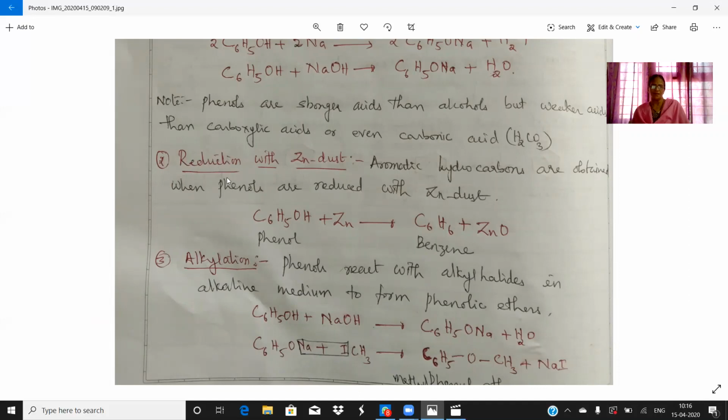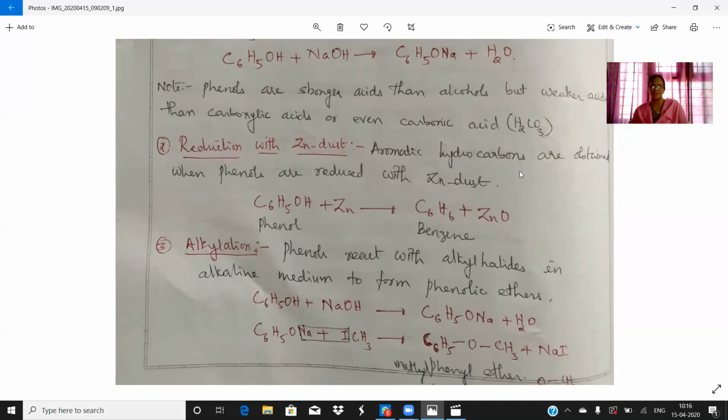property of phenol, that is reduction with zinc dust. Aromatic hydrocarbons are obtained when phenols are treated with zinc dust. Zinc dust is a reducing agent. What it will do, it removes oxygen from phenol. When zinc removes oxygen from this phenol, we get C6H6, that is aromatic hydrocarbon. Benzene is obtained in this reaction.